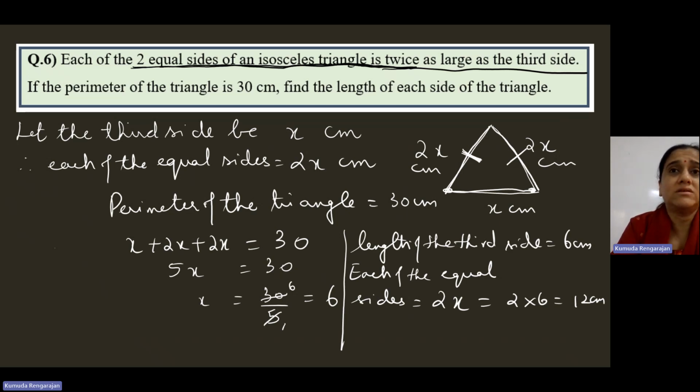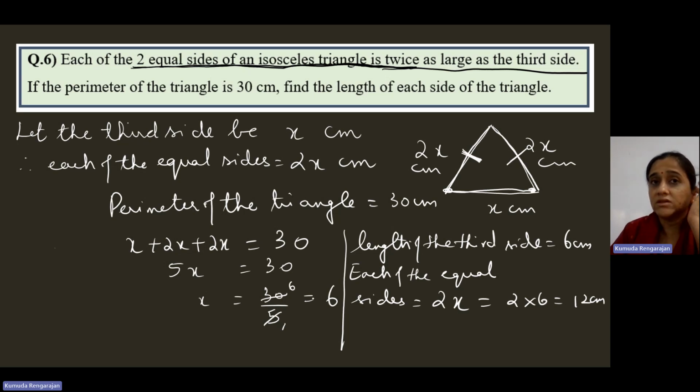The sum of the three sides of the triangle. What is perimeter? The length of the boundary. The length of the boundary of the closed figure is the perimeter. So here the sum of the three sides is equal to the perimeter. So x plus 2x plus 2x is equal to 30. 5x is 30. X is equal to 30 by 5, which is 6.